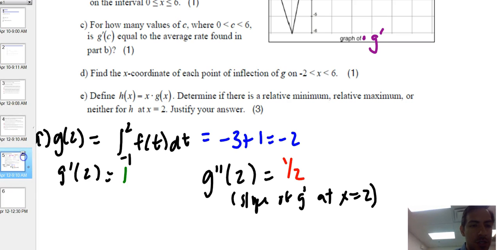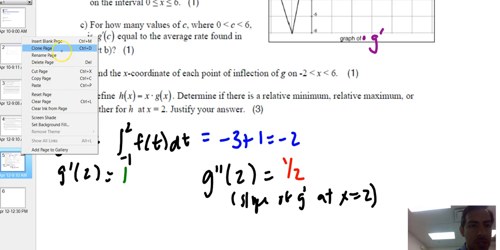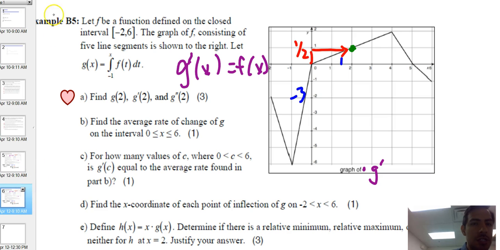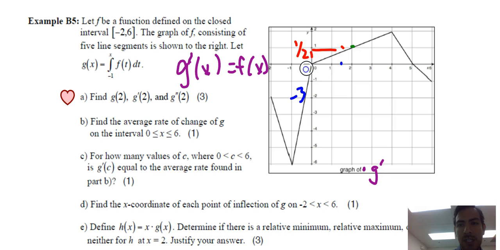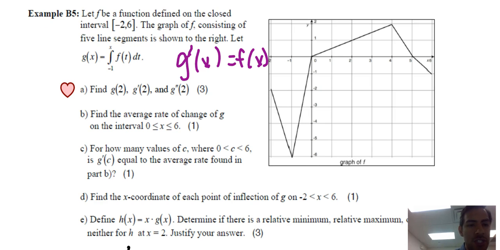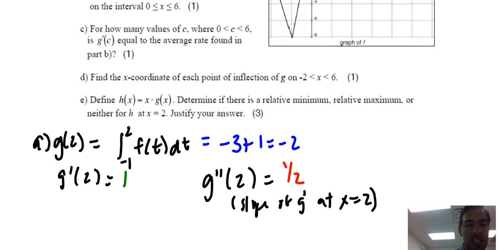Duplicate this page. Duplicate, please. Okay, let's do this. So, for the next part, for B, find the average rate of change of g on the interval 0 to 6.